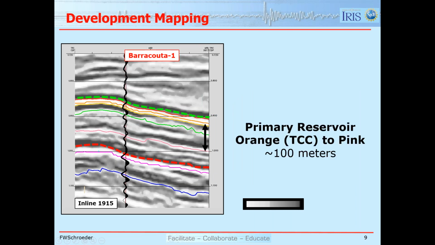And so here's the same seismic line, the same location of the well. The dashed green is the exploration top reservoir. The dashed red is the base. And the thinner solid colored lines are the horizons that were picked in the development phase to try to get as much detail out of the reservoir as possible. And what I'll do next is talk about some of the upper horizons here and then some of the lower horizons.